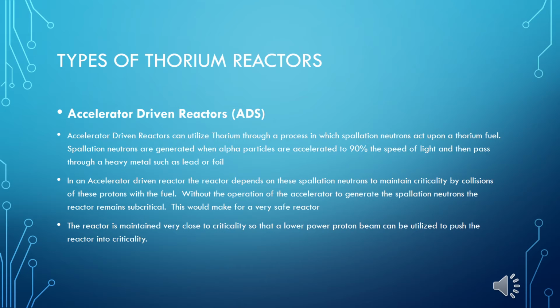But one method that has been utilized is maintaining the reactor very close to criticality on its own, and then you're able to use a lower power proton beam to push it just over the hump into criticality. So basically the reactor has a potential to be critical on its own, but without the proton beam it can't do it. But this is just more of a theoretical type reactor for now, as it needs further research and development to get it operational.